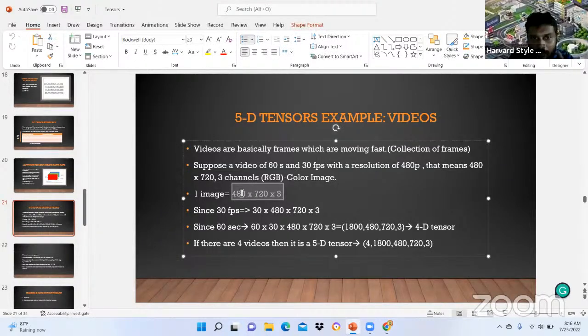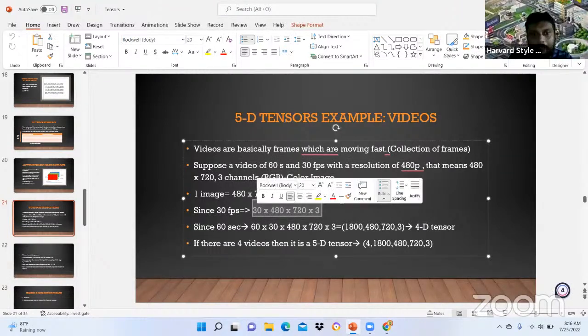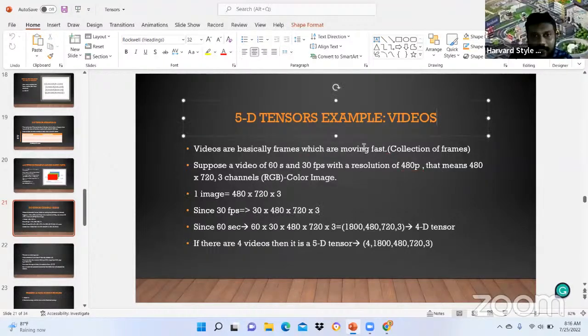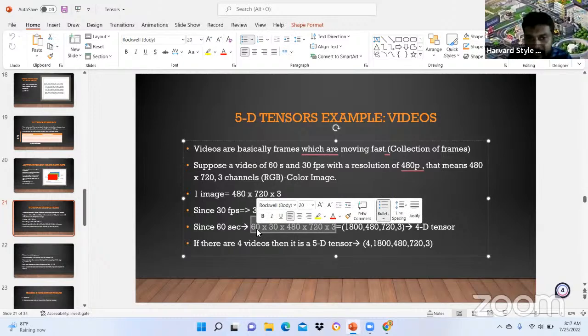Then you will have 30 frames, so you multiply by 30 as well. The video lasts for 60 seconds, so you multiply by 60 seconds also. Then only the video is generated. This is a colorful image with frames. The image is 3D, and if you multiply by the frames, it will be a 4D tensor.